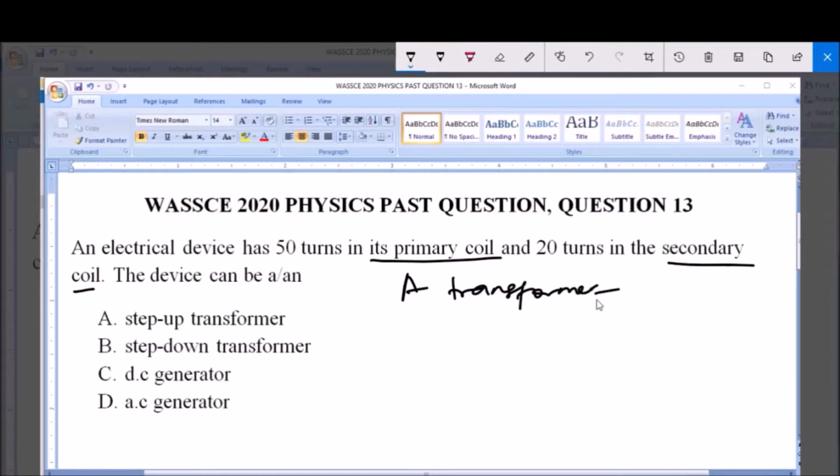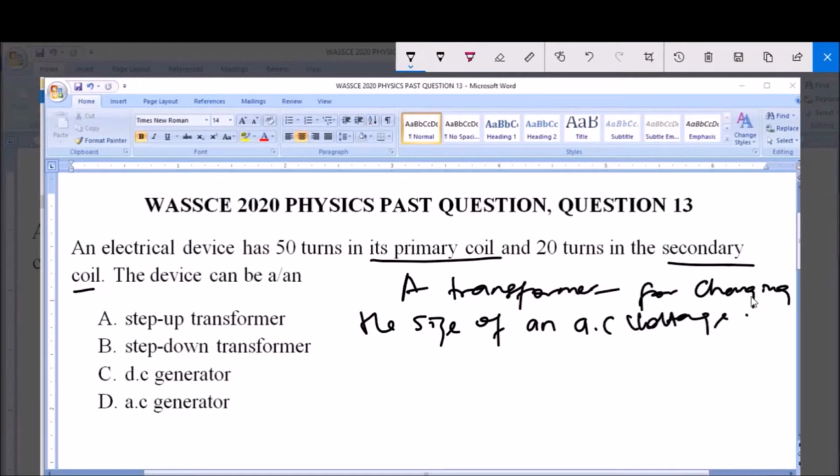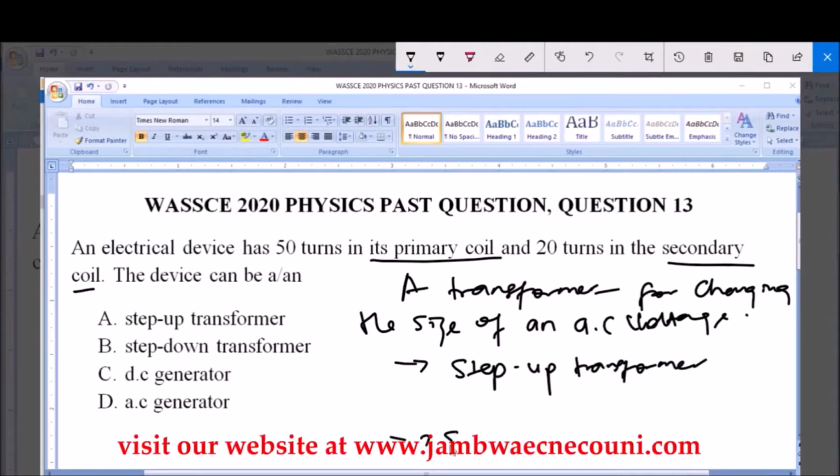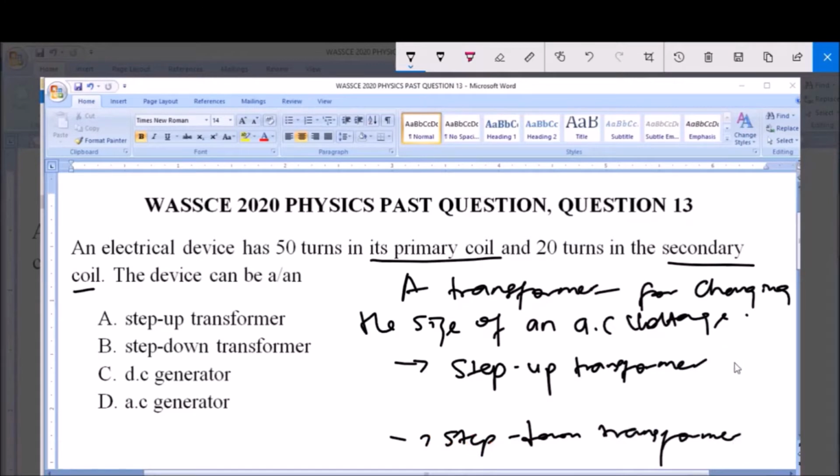Now a transformer is an electrical device used for changing the size of an alternating current voltage, that's an AC voltage. In other words, it acts to increase or decrease the EMF, that is the electromotive force, of an alternating current. Now there are two types of transformer. We have the step up transformer, and then we have the step down transformer. The step up transformer helps to increase or step up the applied voltage or primary voltage.